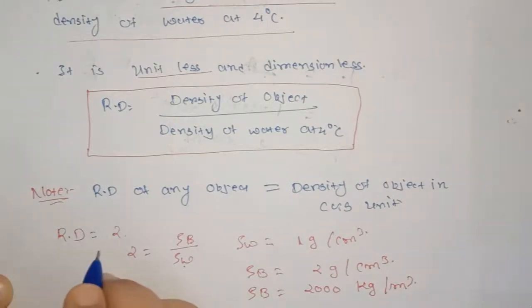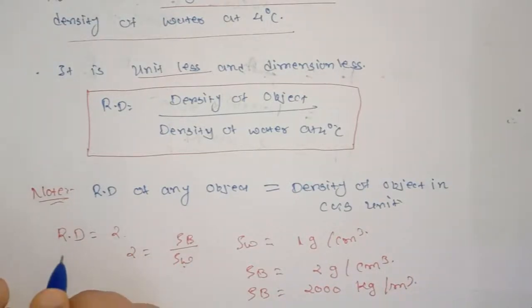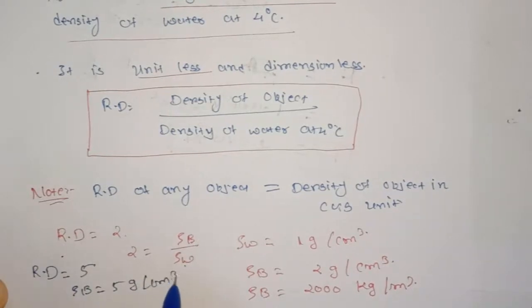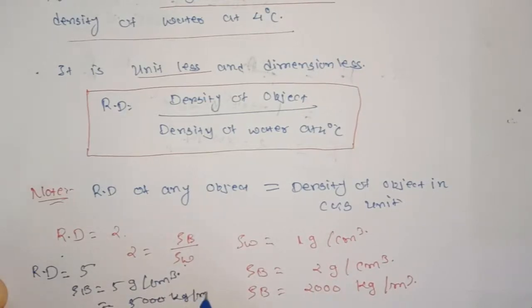For example, a body having relative density 5, then density of body will be 5 gram per centimeter cube or 5000 kg per meter cube. So from the relative density we can find the density in SI as well as CGS unit.